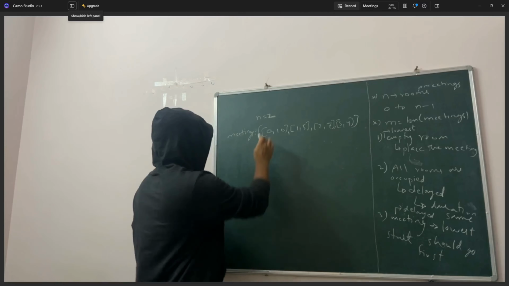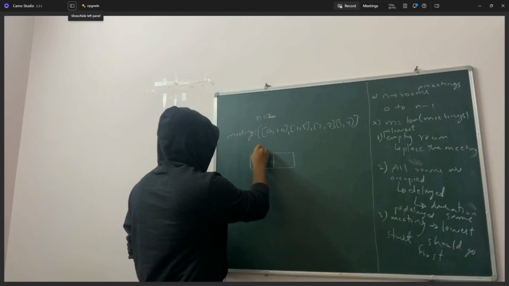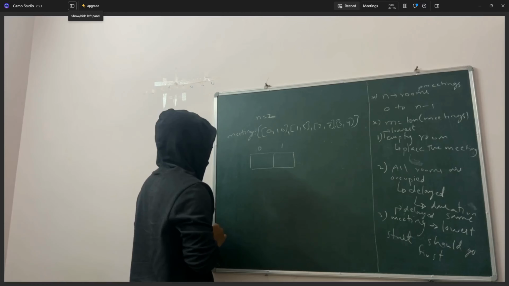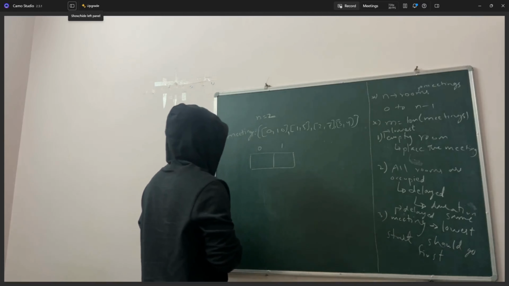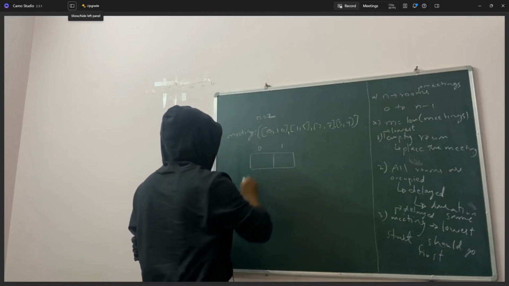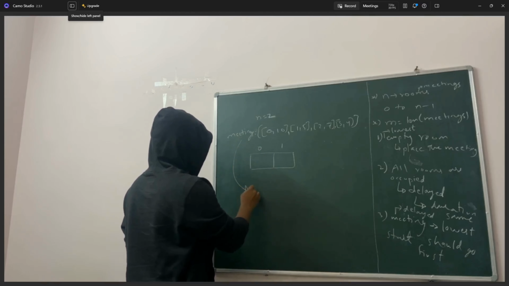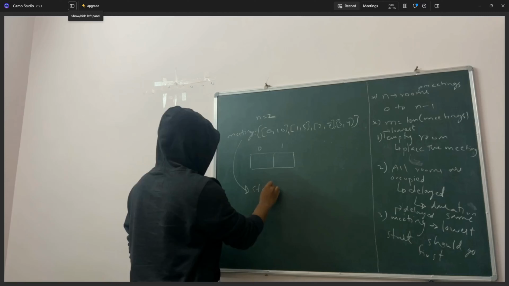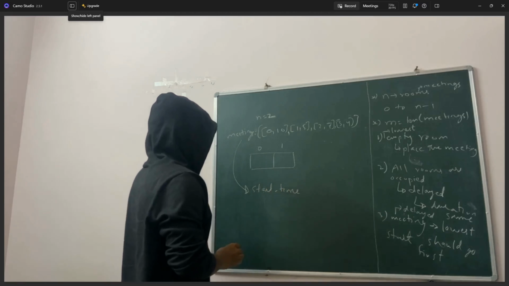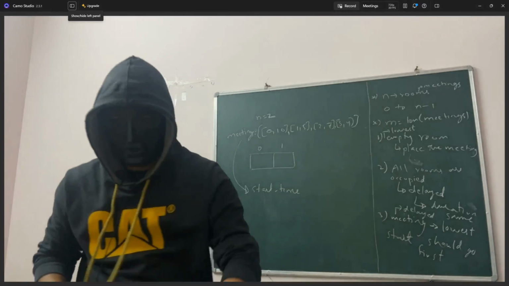So what I'll try to do is we have two meeting rooms. I'll draw here this meeting room 0 and this is meeting room number 1. So first thing first, I'll try to sort the meetings by starting time. Based on start time, I'll sort the meetings. Why I'm doing that, let me see.